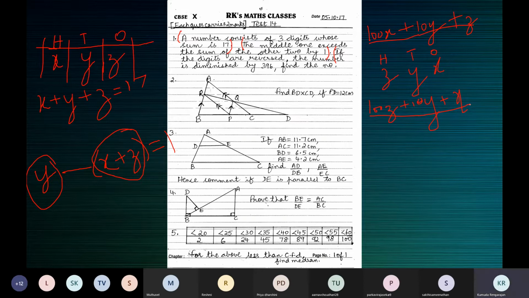Read it again. If you feel stuck, just read it again. If the digits are reversed, you'll get a new number, and the original number is diminished. It becomes smaller because you've reversed the digits. That means the original number was greater. So the old number minus the new number is equal to 396. Now try to solve and find the number.